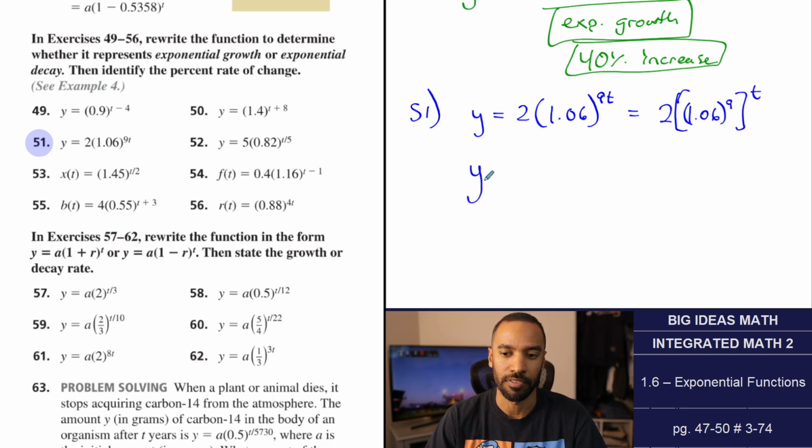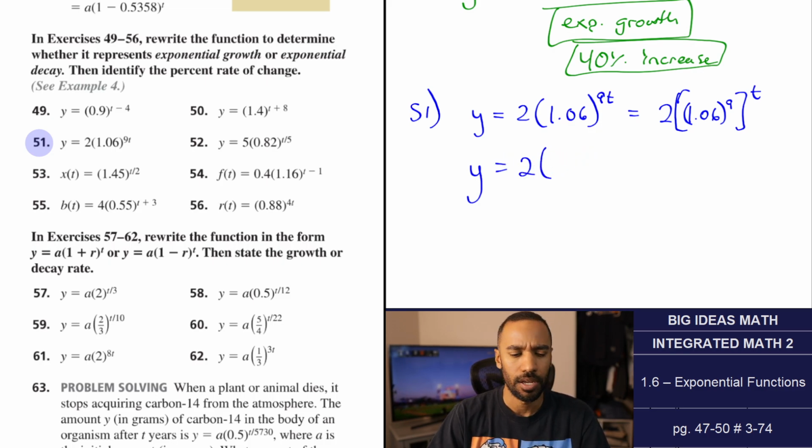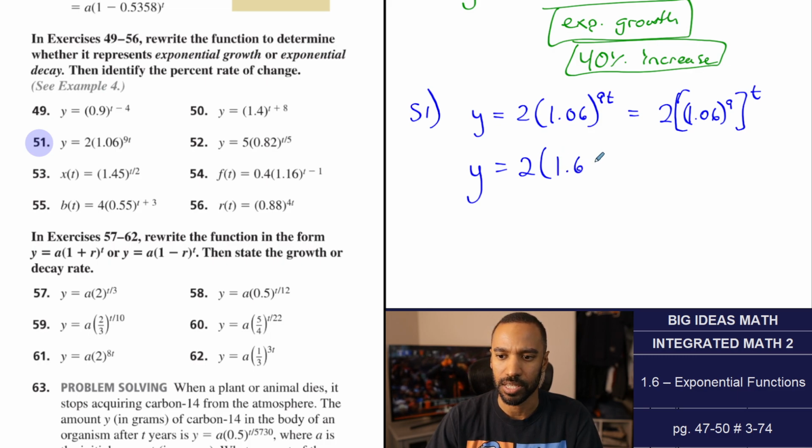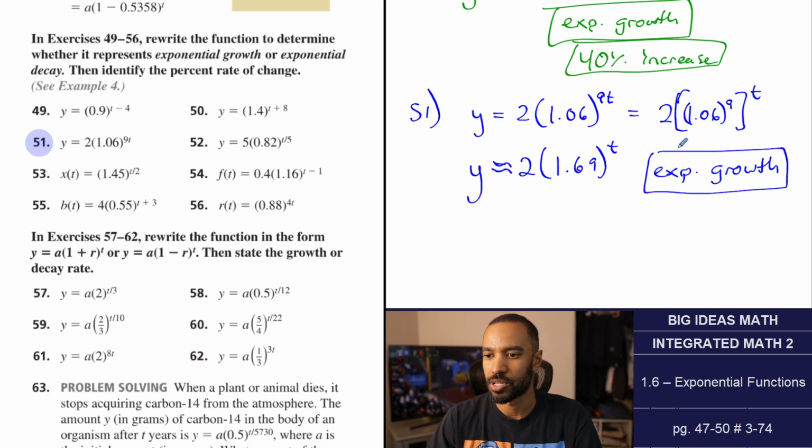The a is not really relevant to the questions they're asking, but we have to figure out what that is, and I'll tell you, I'm going to round to 2. Yeah, they never do more than 2 decimal places, so I'm going to round to 2 decimal places for this. 1.06 to the 9th power, I'm getting 1.689, so I'm going to call that 1.69 to the t power. It's approximate. This is still exponential growth. And that is a 69% increase.